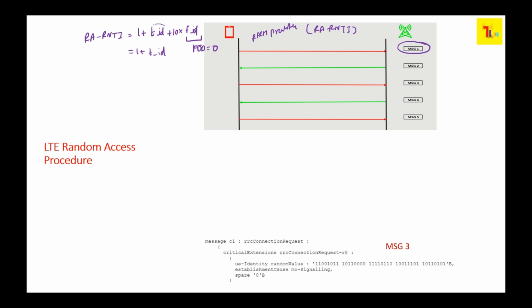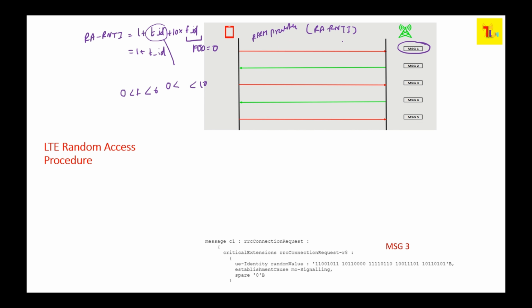And what is the value for the TID? The TID range is between 0 to 10, in the time domain, within the subframe. And FID will be from 0 to 6, in the frequency domain. This is how your RA-RNTI is determined. So let's suppose FID is 0, then 1 plus TID will be your RA-RNTI.